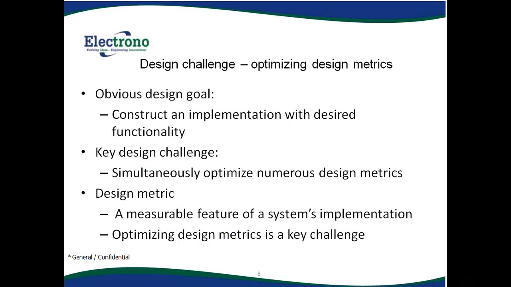So there are certain design challenges while designing any embedded system that we have to look into. First is the obvious design goal: construct an implementation with desired functionality. That means we should first know what the functionality of our embedded system is, right? So first we have to decide what it should perform. Then the key design challenge: simultaneously optimize numerous design metrics. A design metric is a measurable feature of a system's implementation. Optimizing design metrics is a key challenge.